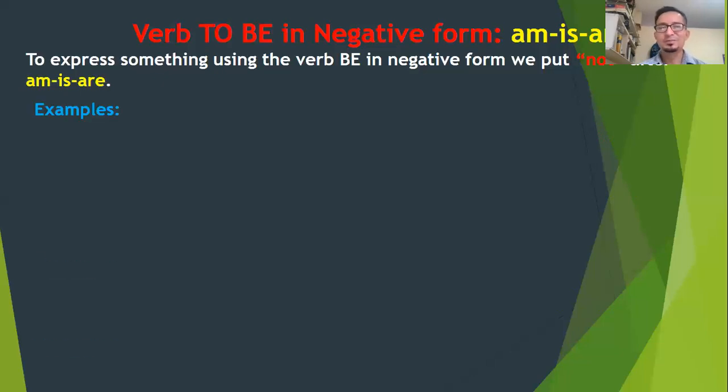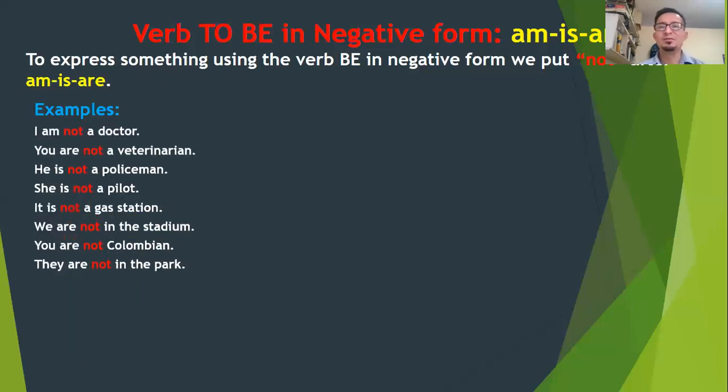Examples. Here we have the first sentence: I am not a doctor. So here we have a negative expression or negative sentence. I am not a doctor. Yo no soy doctor, okay?